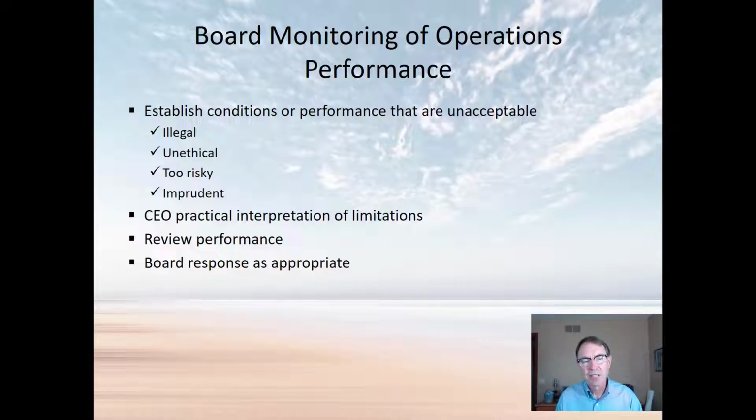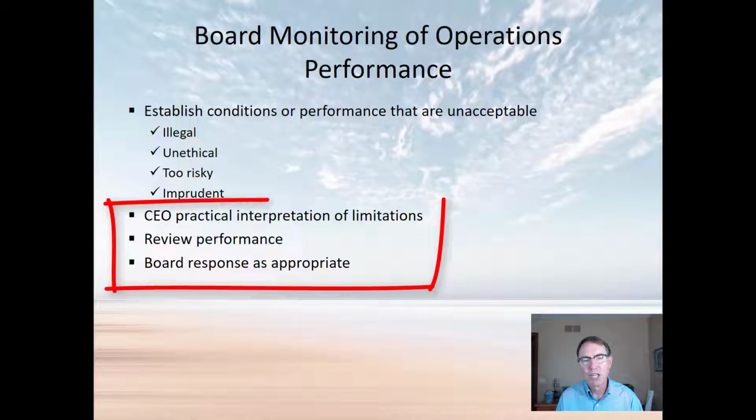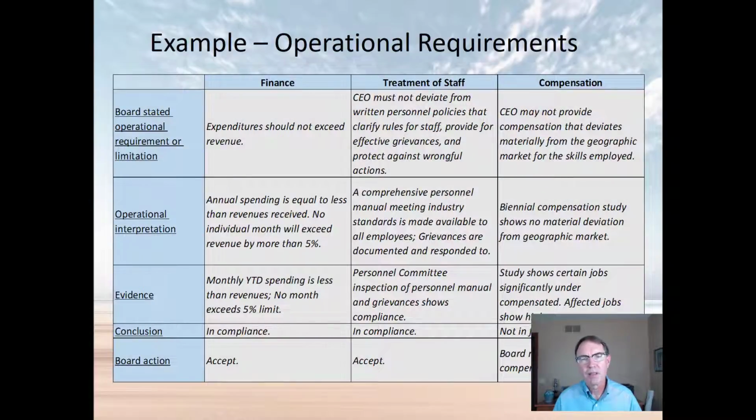And just the same with the outcomes, the process is having a CEO interpretation of what those limitations are, reviewing the performance, and having an appropriate response by the board. So some examples here on the operational requirements. So take the finance column as an example.